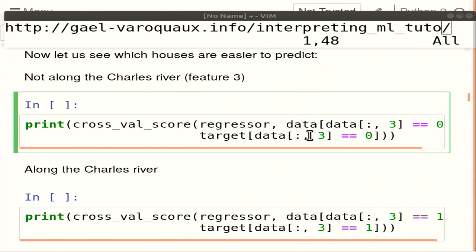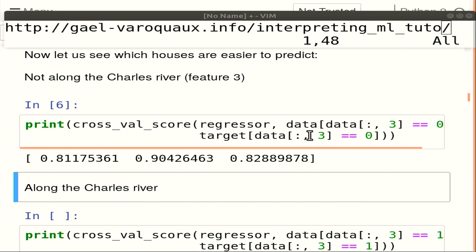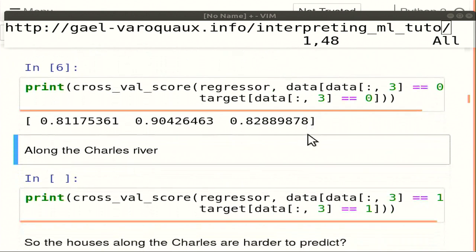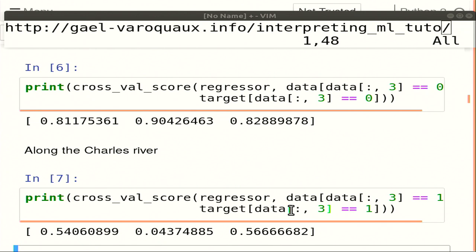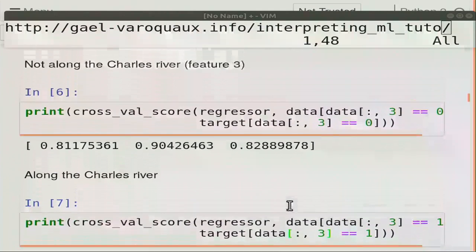Okay? So now, let's see which houses are easier to predict. And feature 3 is whether or not we're along the Charles River. So we can basically select the samples that are along the Charles River and the corresponding targets, and we can try to predict from this. So cross-val score on this, and we get, so these are not along the Charles River, and these are along the Charles River. So which one is easiest to predict? The ones where the score is highest are the ones that are not along the Charles River.